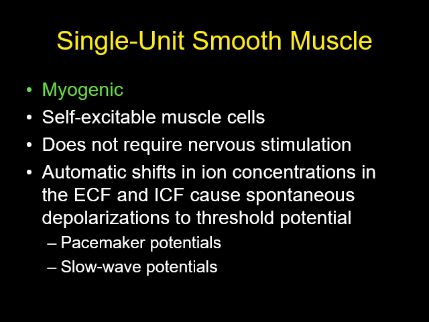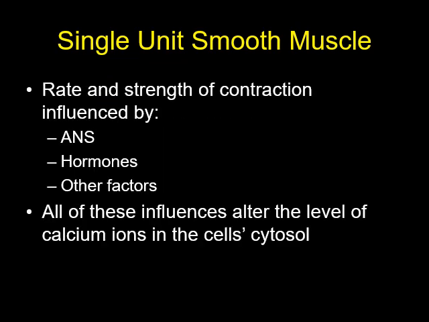The rate and strength of contraction of single unit smooth muscle is influenced by the autonomic nervous system, hormones, as well as a variety of other factors. All of these influences alter the level of the calcium ions in the cell's cytosol, making more or less frequent those spontaneous depolarizations and resulting contractions.